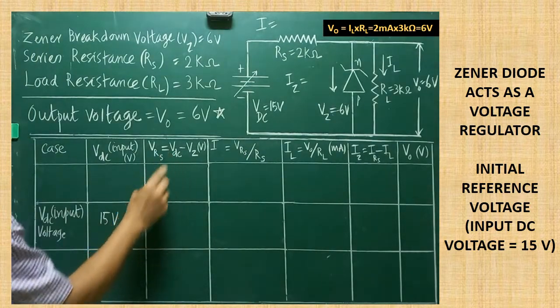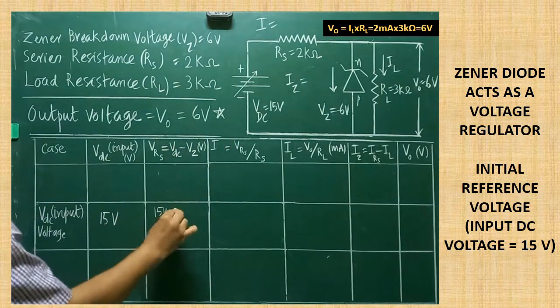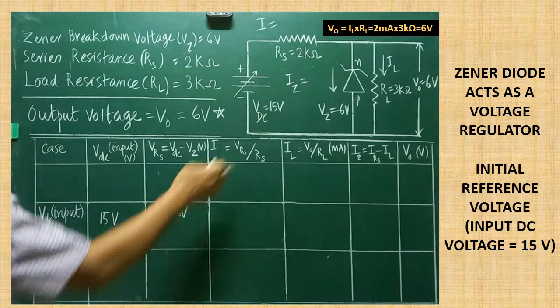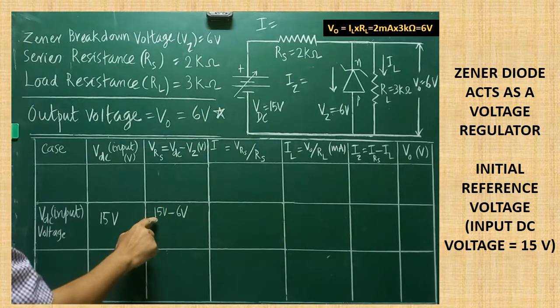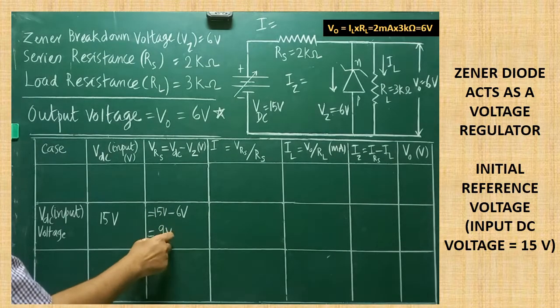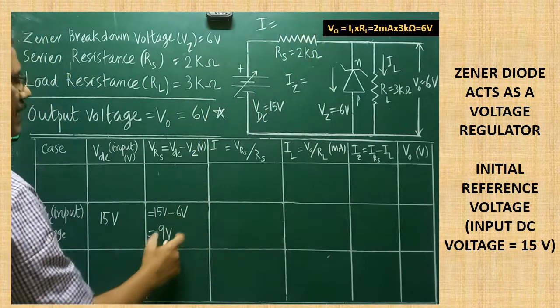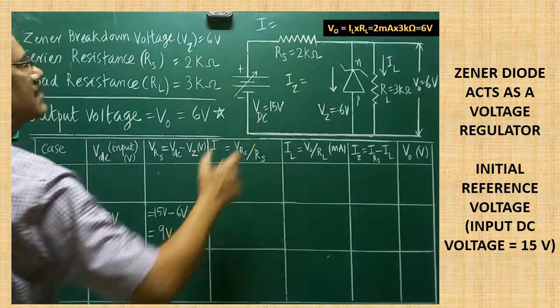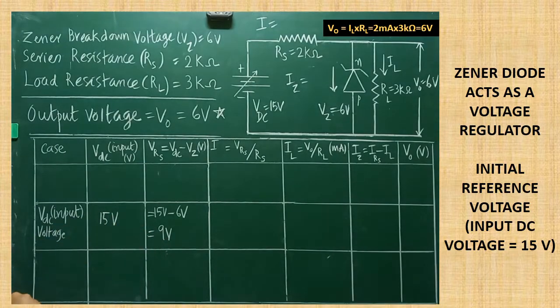VRS is how much? 15 volt minus the Zener breakdown voltage of 6 volt. That itself is the output voltage. VZ and VO both are the same. Therefore 15 volt minus 6 volt is equal to how much? 9 volt. So a 9 volt voltage drop can be measured here. Are you clear? What would be the voltage drop across RS? The voltage drop across RS is 9 volt. That you can easily calculate.